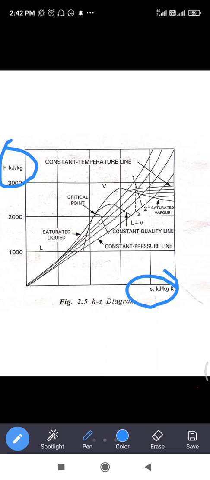The constant pressure lines in the wet region are straight and diverge with increasing quality, but they are curved in the superheated region. The chart is widely used for finding the enthalpy drop in an isentropic process, and also for finding the quality of steam after isentropic expansion. This chart is mainly used for these points.